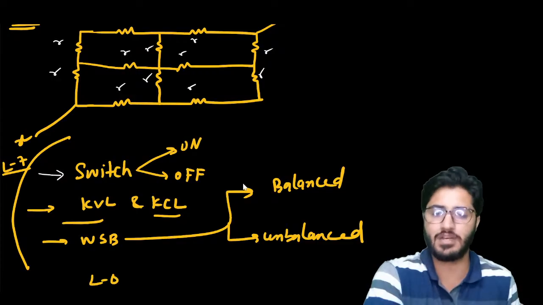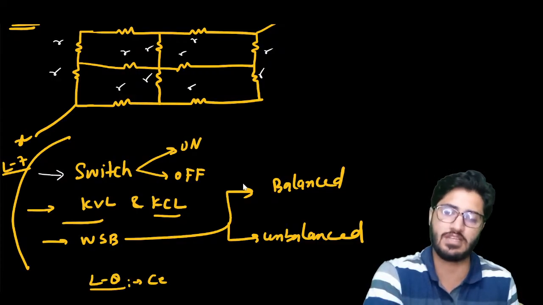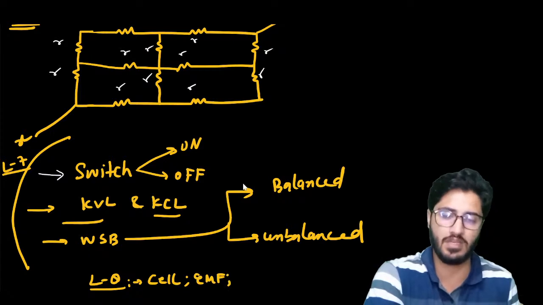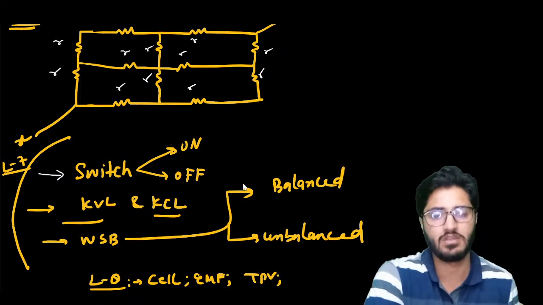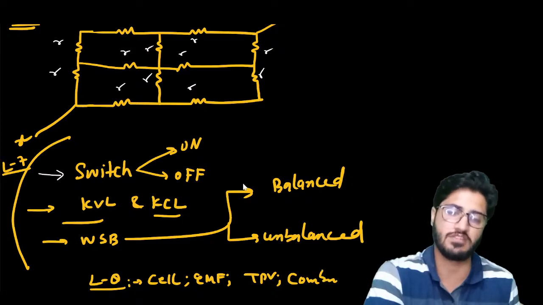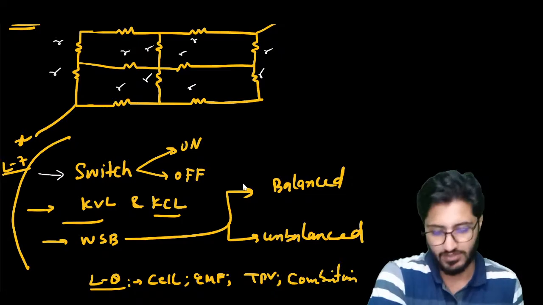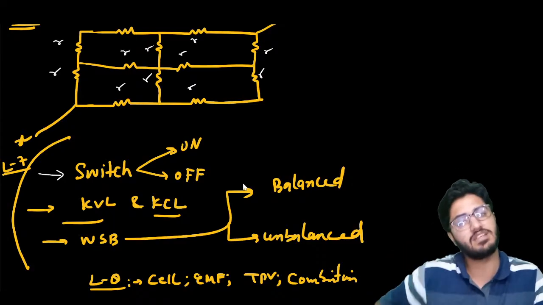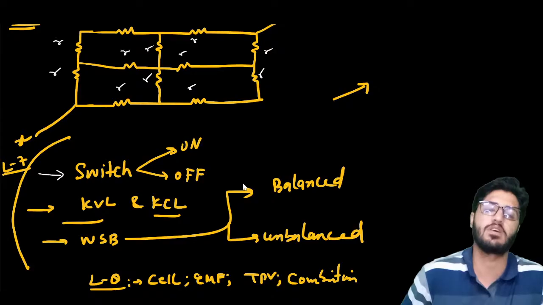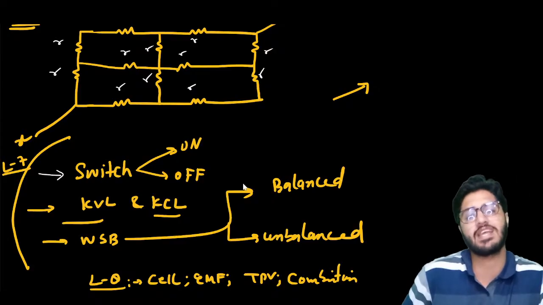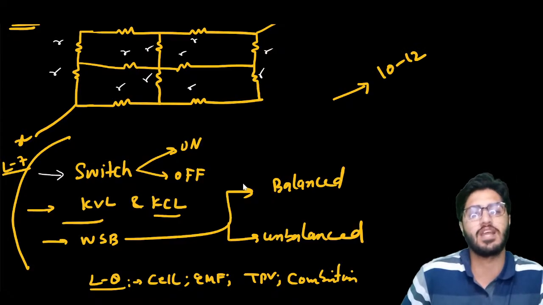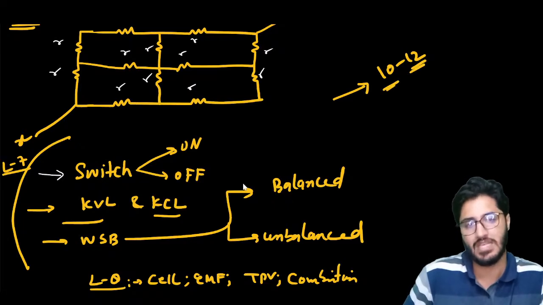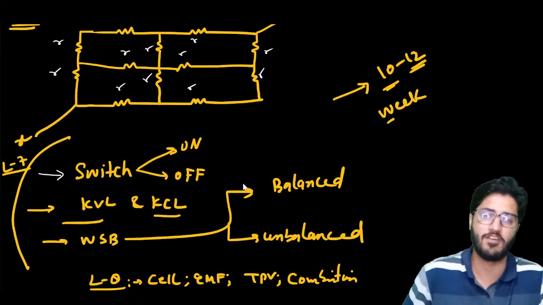Then in lecture number 8, we will discuss about cell, EMF, okay? Then TPV, combinations of cells. This thing we will discuss in the lecture number 8. I guess this whole chapter will take, I guess, 10 to 12 lectures. That means in this week only, we will complete this one.